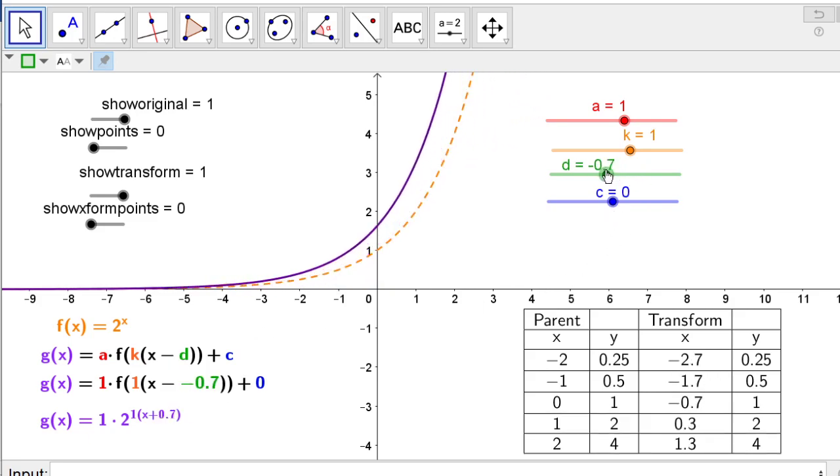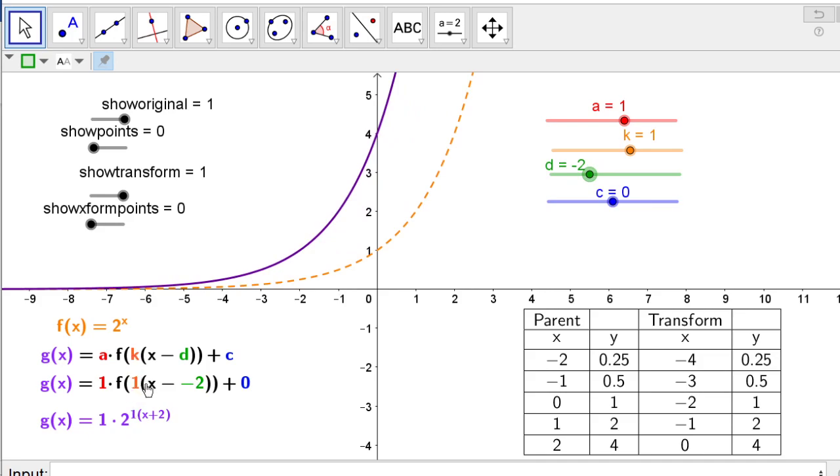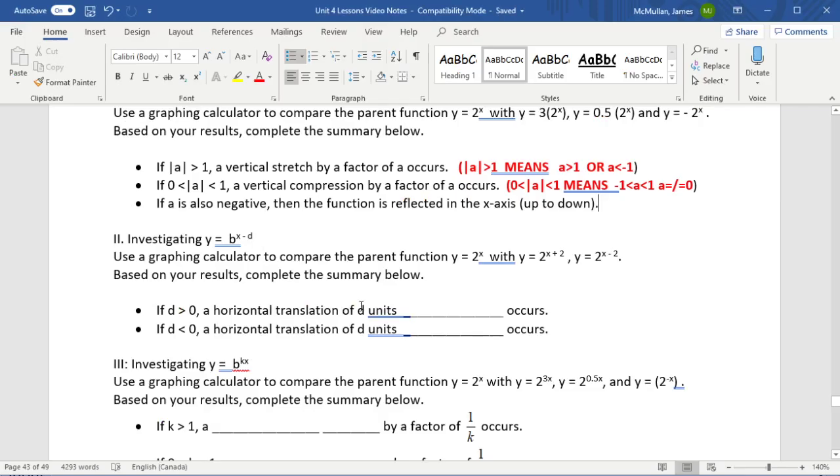If I make d a negative number, now I have x minus negative 2, and what you're going to see in the bracket is x plus 2. Once again, the y values are completely unaffected, but all the x values have shifted over to the left. Okay, so you already know the answer to this, but just to see what it looks like in an exponential: if d is bigger than 0, a horizontal translation of d units to the right occurs. And let's just put an example, 2 to the power of x minus 2.